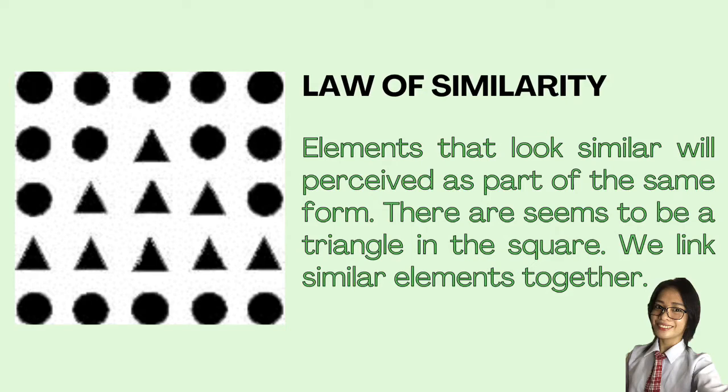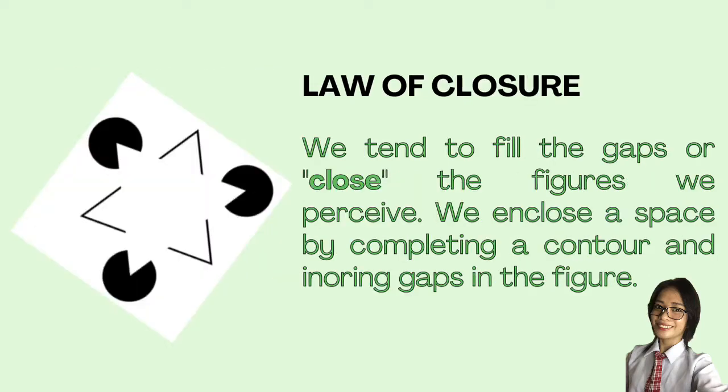Next is the law of similarity. Elements that look similar will be perceived as part of the same form. There seems to be a triangle in the square. We link similar elements together. It simply means that objects that are similar to one another are grouped together.